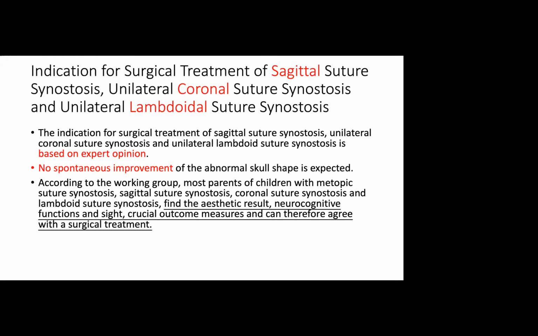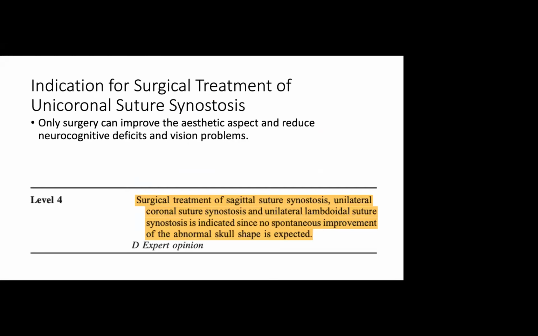So the following I'm going to talk about the unicoronal craniosynostosis. The surgical indication for the unicoronal synostosis is based on experts' opinion. No spontaneous improvement of the abnormal skull shape is expected. So only surgery can improve the aesthetic aspect and reduce neurocognitive deficit and vision problems.